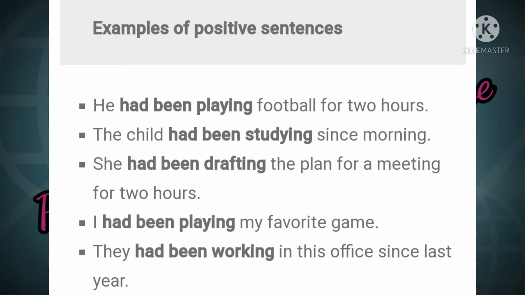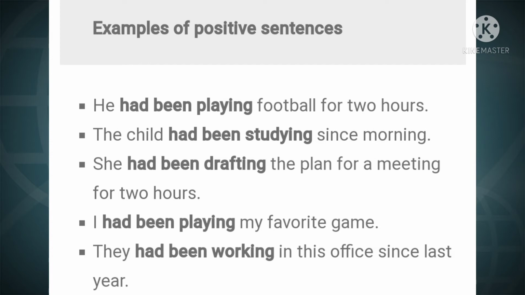He had been playing football for 2 hours. The child had been studying since morning. She had been drafting the plan for a meeting for 2 hours. Children, notice that these events continue for a longer period when we compare them to past continuous. The action time is longer than that of past continuous, but both must have been completed in the past. If it is still continuing in the present, we use present perfect continuous.